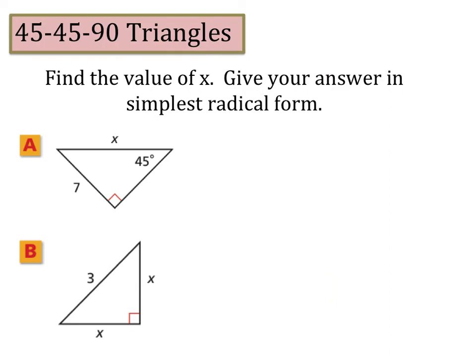So let's use the 45, 45, 90 triangle theorem in these two examples. We want to find the value of x, and we want to give our answer in simplest radical form. So here I have a 45, 45, 90 triangle. Since this is 45 and this is 90, I know this angle has to be 45. Since this is 7, I know this has to be 7. Therefore, this value here, x, has to equal the square root of 2 times 7.